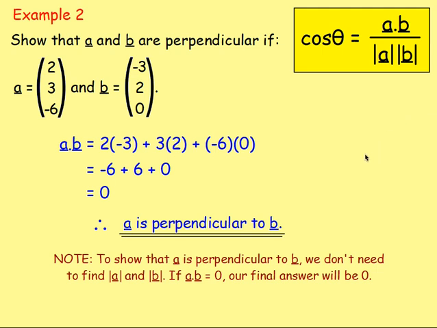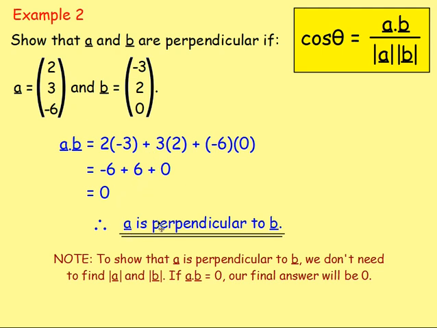Example 2, show that the vectors are perpendicular. Well, if they are perpendicular, something you need to know is that a dot b must equal 0. So here, multiply the x's, multiply the y's, multiply the z's, add them together, and what do you expect? 0.